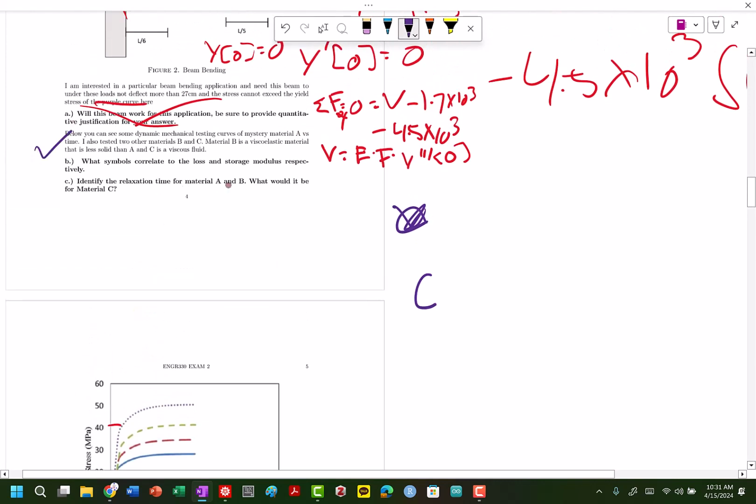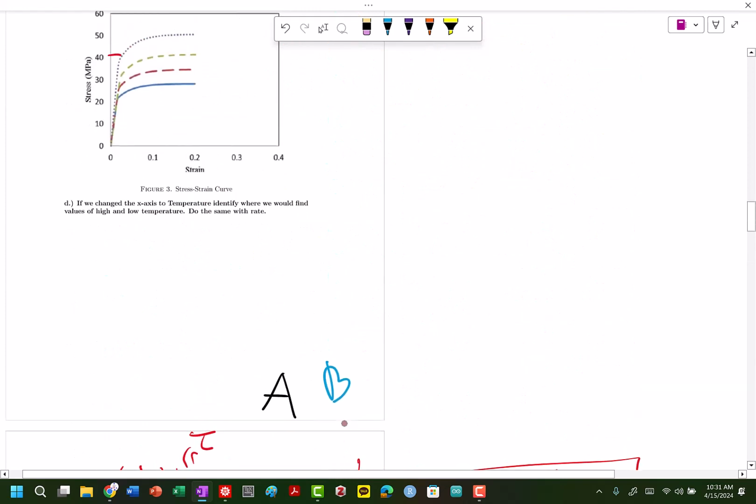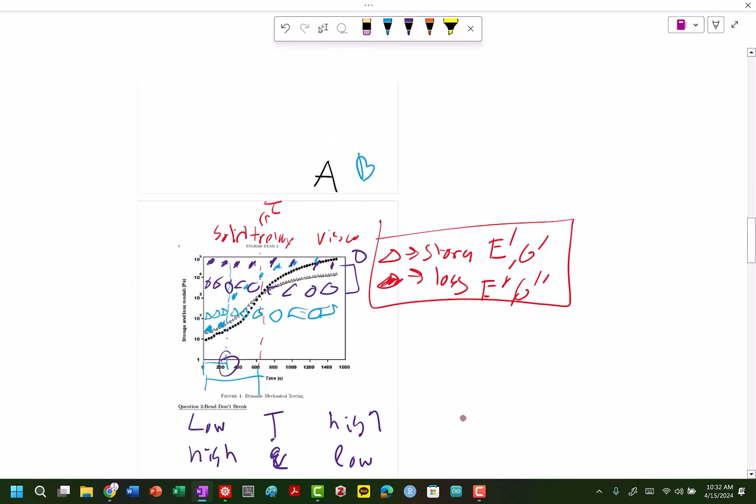So we've done this, and then we've explained it. What's the last thing? If we change the x-axis temperature, what would be the values of high and low rate? So if this was temperature, time temperature equivalent, so this would be high, this would be low temp. If it was rate or frequency, this would be low frequency. Again, low frequency, it's going to be elastic or viscous response, excuse me. This would be high frequency here, solid-like response. And that's it. So there you go.